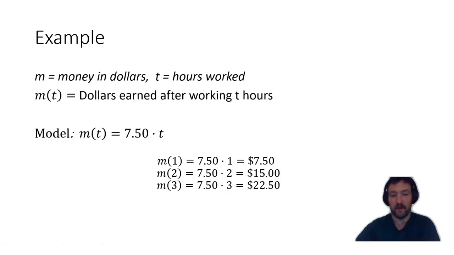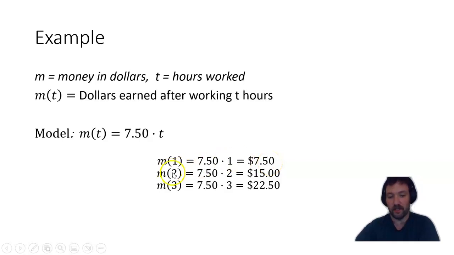So for example, if we plug in t equals 1, we're going to represent that. Remember, inside the parentheses is the t, the amount of time. So if you've worked for 1 hour, you now plug the 1 in for the t into this model, $7.50 times t. Well, if that t becomes a 1, then you do 7.5 times 1, which is $7.50.